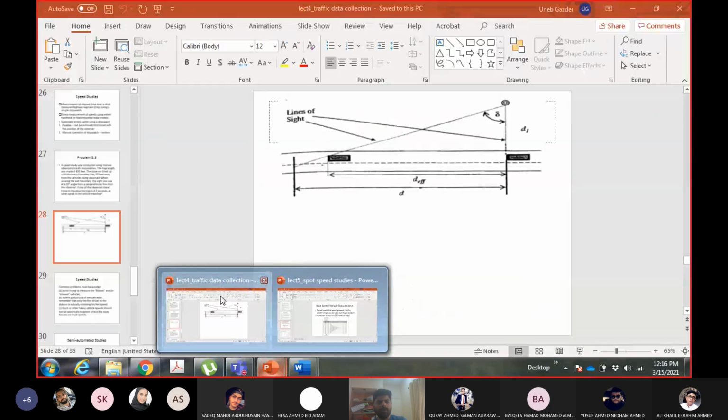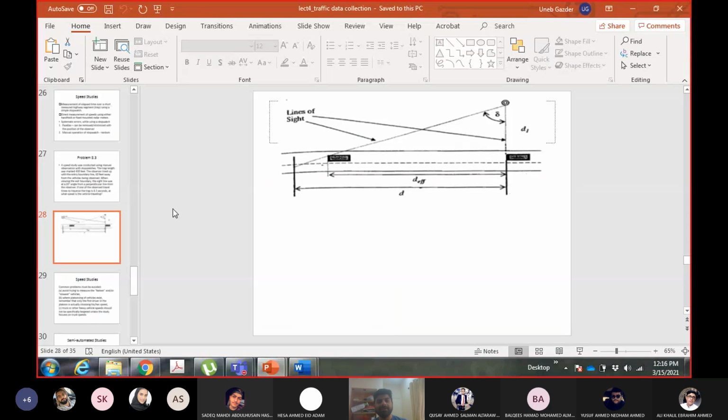Anyways, two things we said earlier. You can minimize the parallax error by shifting the observer. If the observer is standing in the middle, then this error may cancel out.